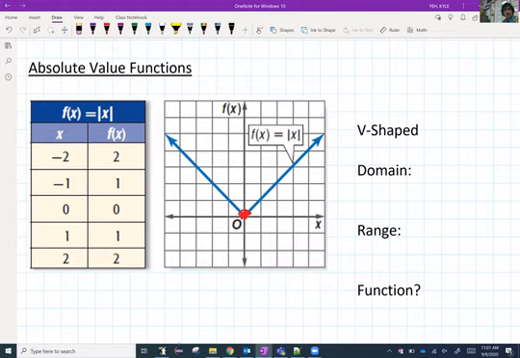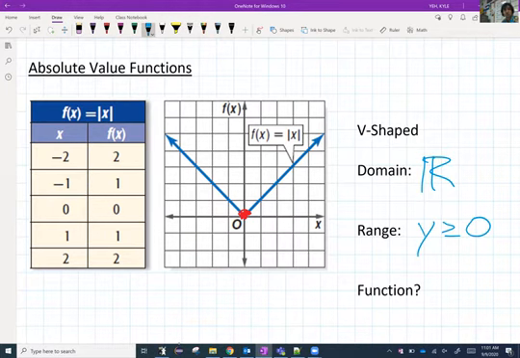What is the domain of this function on the screen? It goes left forever. It goes right forever. It doesn't skip anything. All real numbers. Range is not all real numbers though. What is the range? Well, the range, it looks like we hit everything 0 and above.